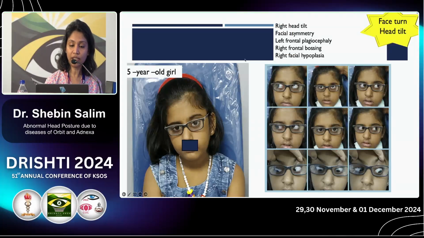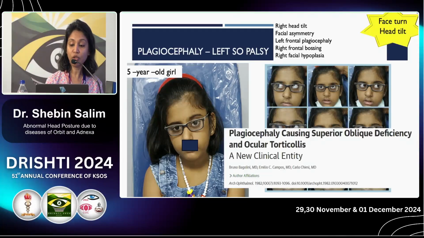This was a 5-year-old girl who has had an abnormal head posture from birth. She has plagiocephaly on the left side. Flattening is here, and what happens is there will be shortening of the roof. This in fact causes a superior oblique deficiency with a desagittalization of the images. To overcome that, the child will adopt a head tilt. Because of the head tilt, there will be facial hypoplasia. This can be prevented if we do an early surgical intervention before 3 years of age.